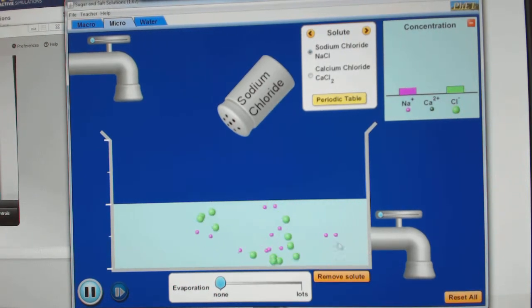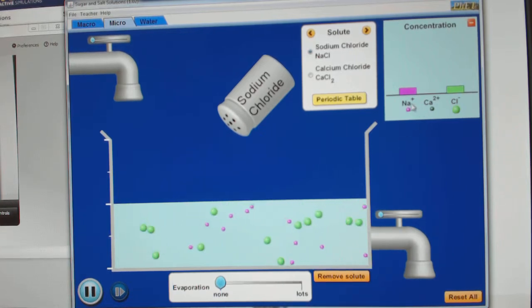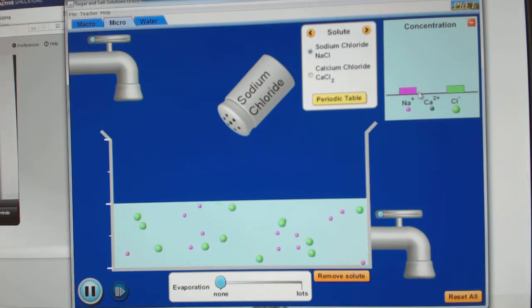All right, so let's say I put 10 sodium chloride ions into the solution. You can see over here that I have 10 sodiums and 10 chlorides. So for every one of the complete ion I put in, I get one of each of these. And that's important to remember.